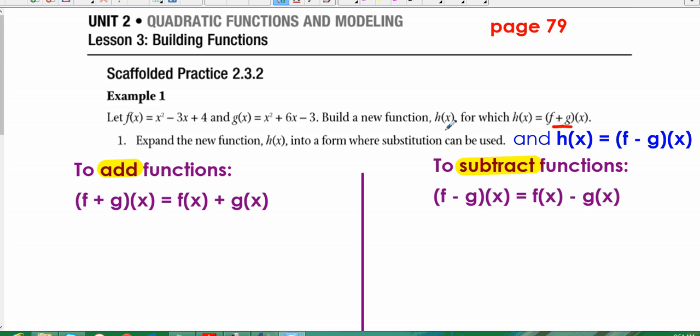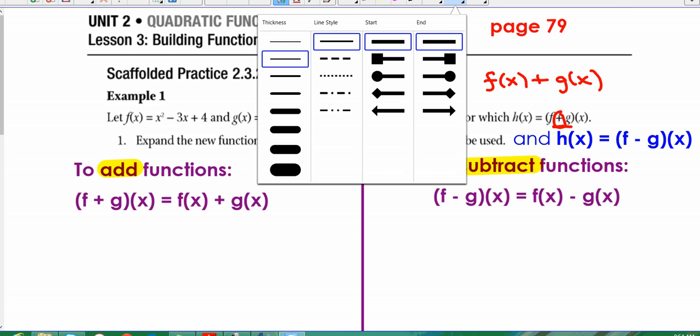We are going to build a new function for which we're going to add f of x and g of x. The reason we write it like this is because we want a shortcut. We don't want to say f of x plus g of x, and we just combine them to say f plus g of x. And we're actually going to subtract these as well. So why don't you go ahead and write down what I'm writing, and then we're going to have you pause it.